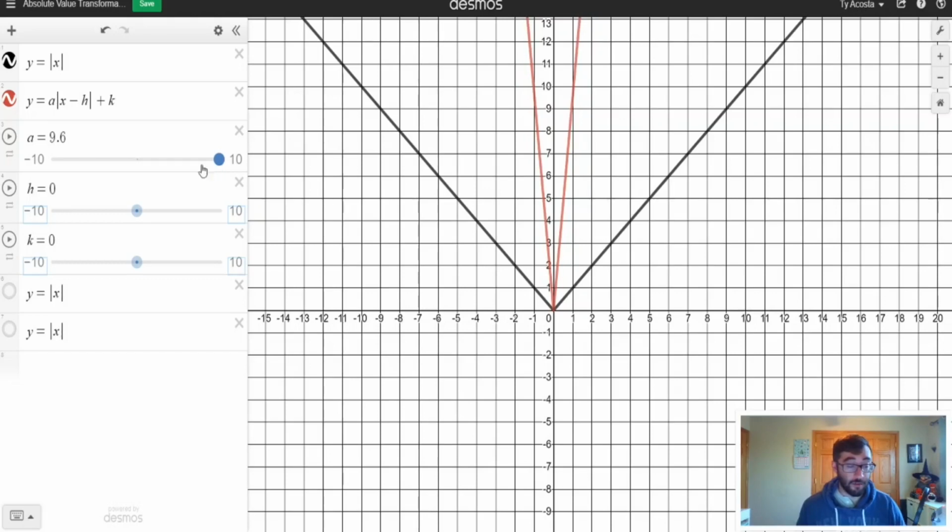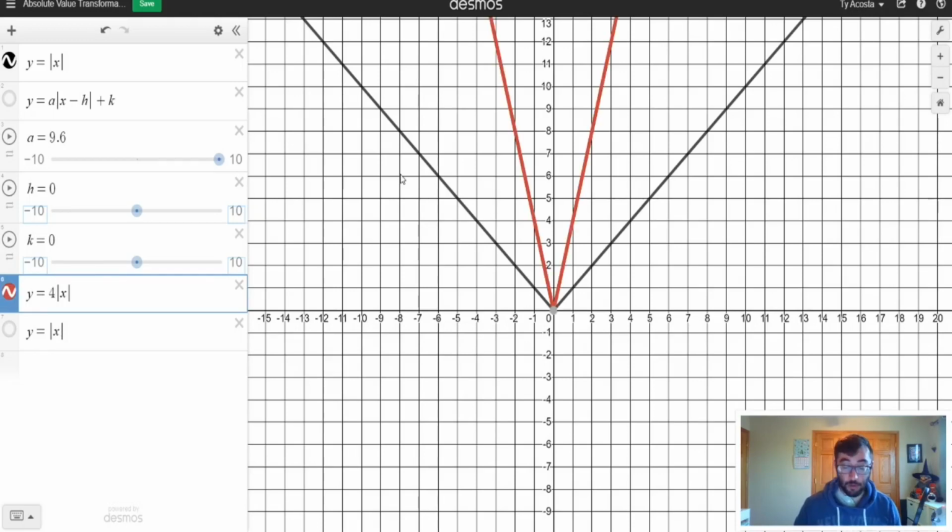What we call this is a vertical stretch. So for example, if I had like a 4 here, it is being vertically stretched by a factor of 4. And what that means is that every single y coordinate is actually getting multiplied by 4, because the (1, 1) became the (1, 4). The (3, 3) becomes a (3, 12). The (-2, 2) becomes (-2, 8). That's because every single y coordinate is getting multiplied by 4.